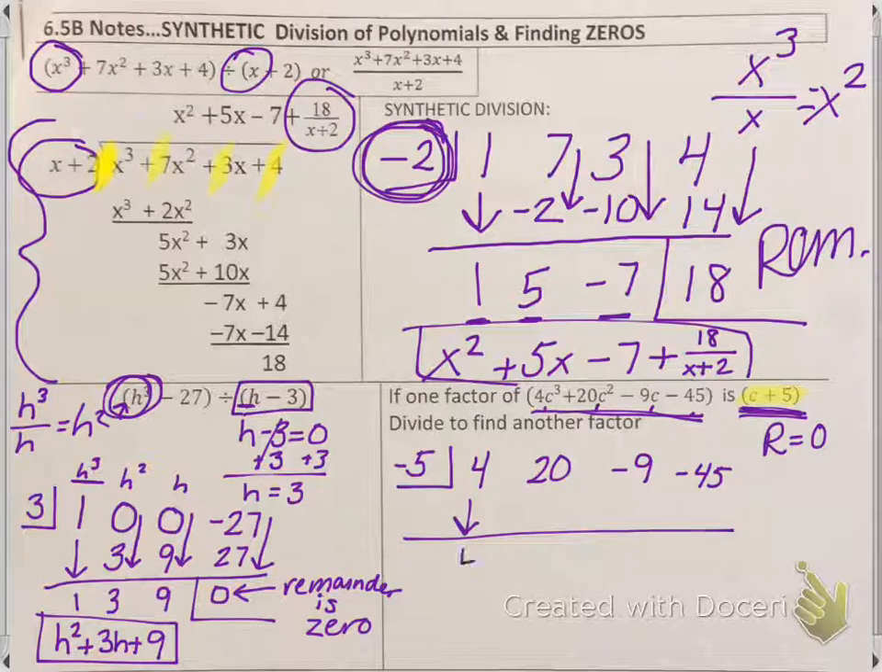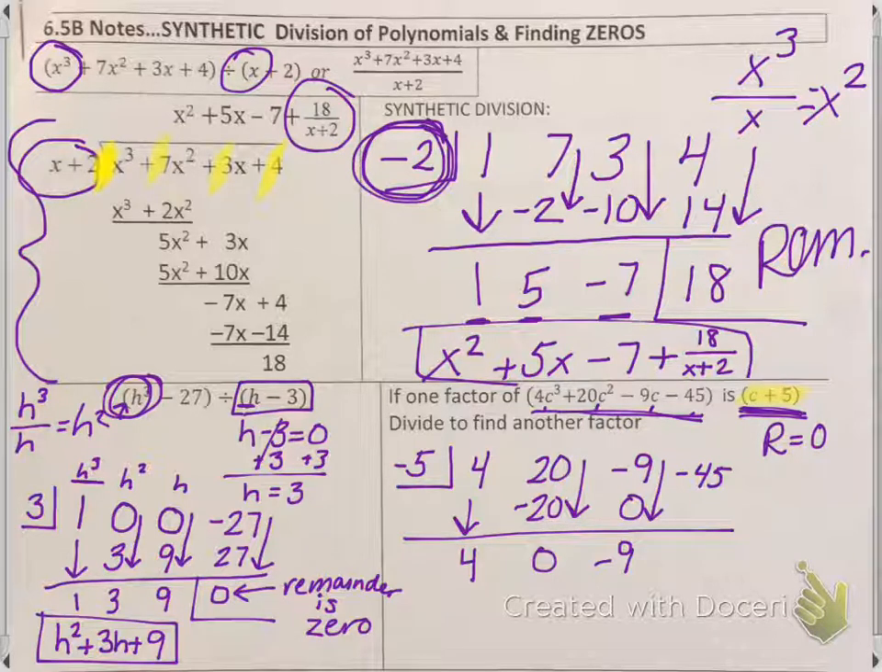Bring down your 4, multiply by the box number. Negative 5 times 4 is negative 20. And I'm going to add going down. That gives me 0. Multiply by the box number. Negative 5 times 0 is 0. Add going down. I have negative 9.